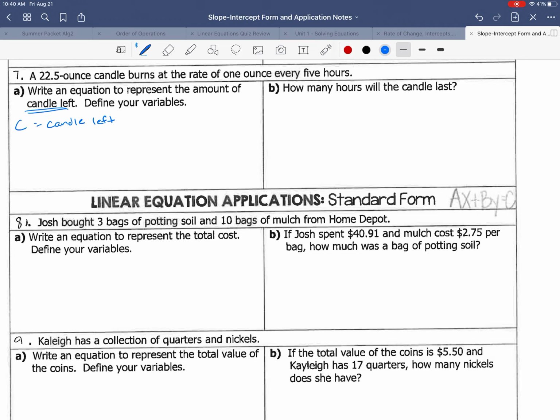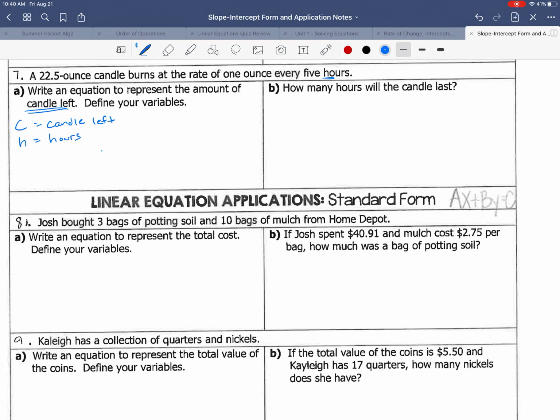And the other one is the piece that says burns at a rate of 1 ounce every 5 hours. So I need to keep track of how many hours are going by. So I'm going to say H represents our time period, our hours. Then we can use that to write our equation.